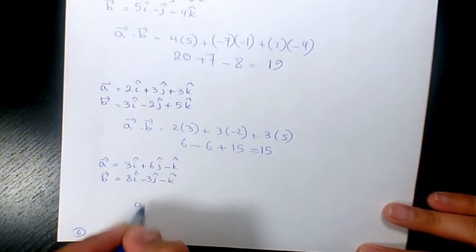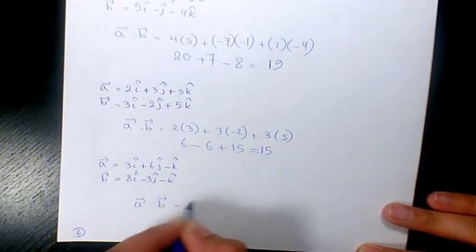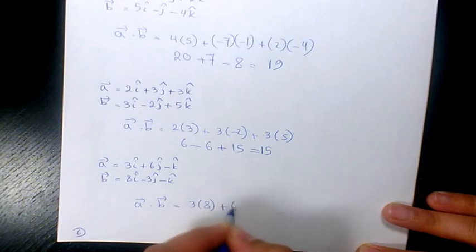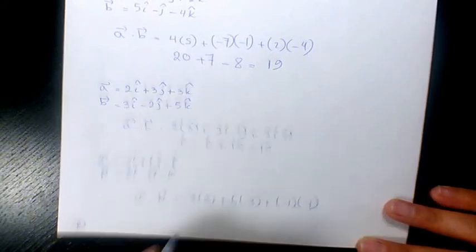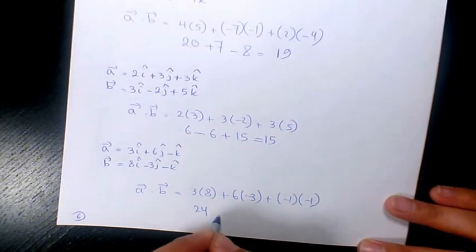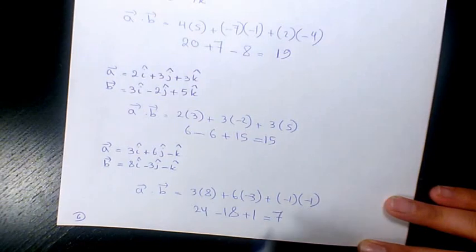Next one. A dot B will be 3 times 8 plus 6 times negative 3 plus negative 1 times negative 1. That will be 24 minus 18 plus 1. That will be 7.